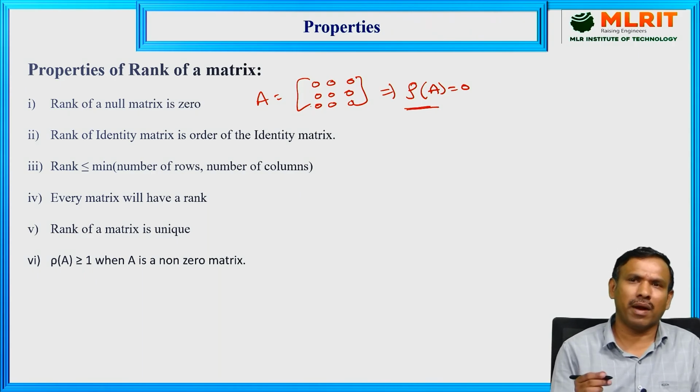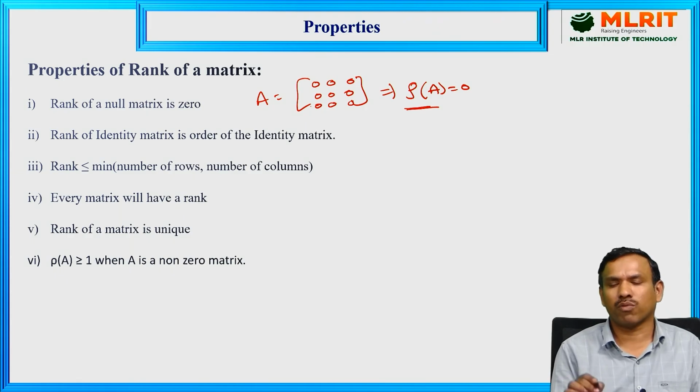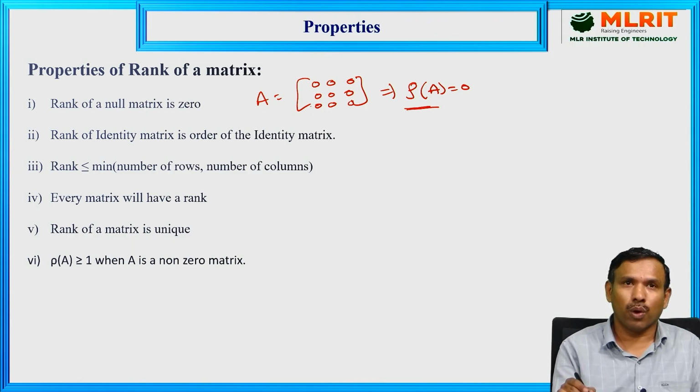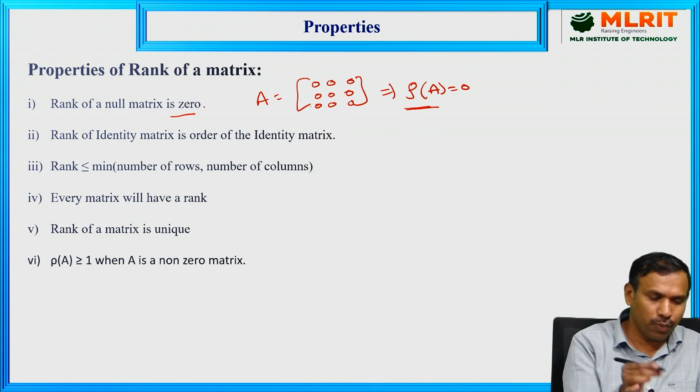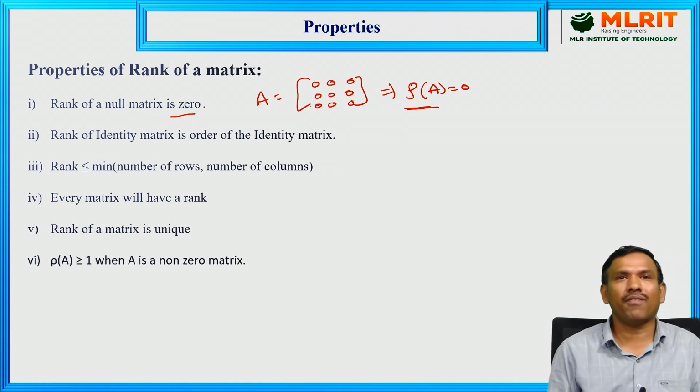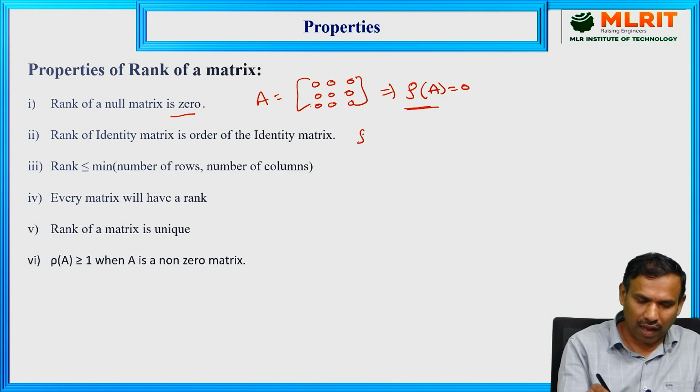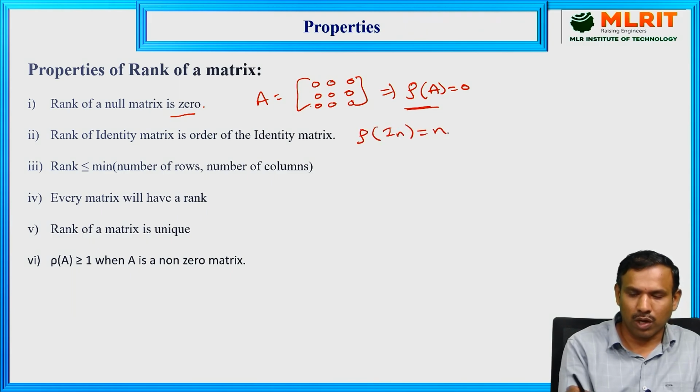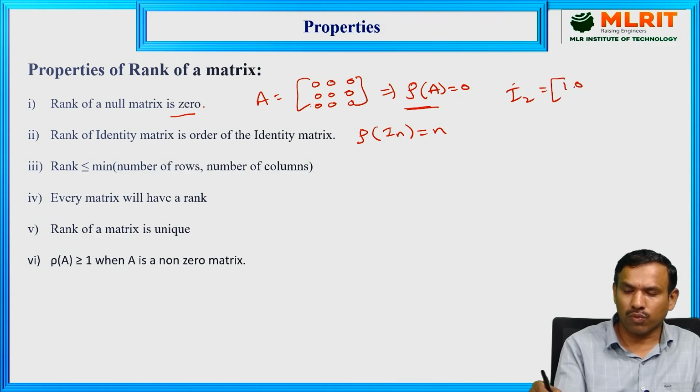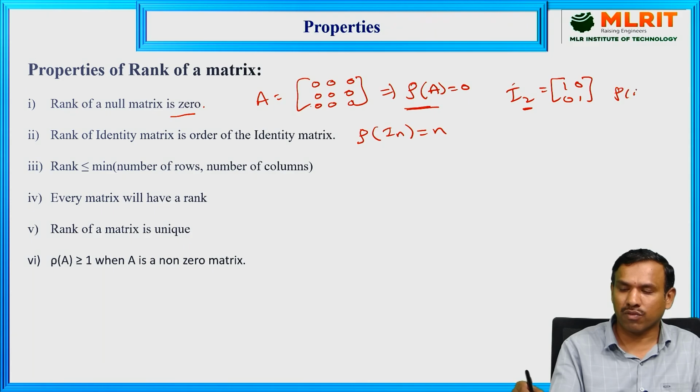So for any null matrix, all entries are 0. It may be a 2 by 2, 3 by 3, or 10 by 10 null matrix, the rank will be 0. Rank of a null matrix is 0. Next, the rank of an identity matrix is the order of the identity matrix. Everybody knows the identity matrix. Suppose I2, 1 0 0 1. Then 2 will be the rank. Rank of this matrix is 2.